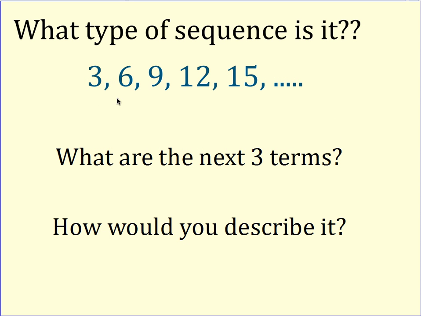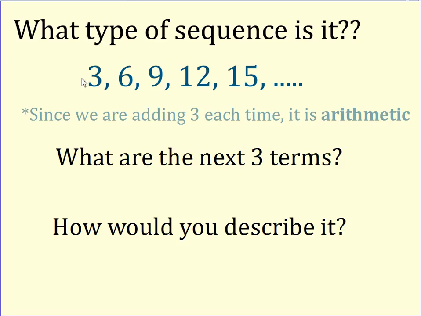Taking a look at the sequence 3, 6, 9, 12, 15, and on forever, can you tell what type of sequence it is? Well, since we're adding 3 to each term to get to the next, this is an arithmetic sequence. When I'm asked to find the next 3 terms, that means continuing the pattern. I need to pick up where my sequence left off and find the next 3 terms to follow the 15. Continuing to add 3, I'd get 18, then 21, then 24.